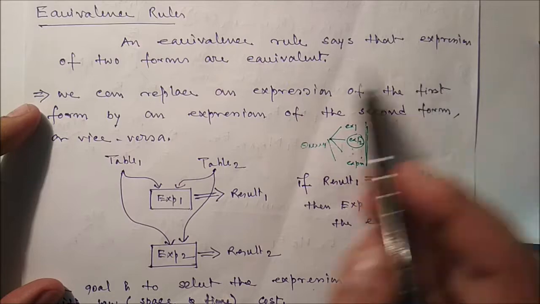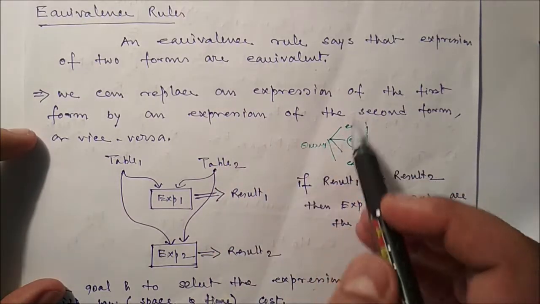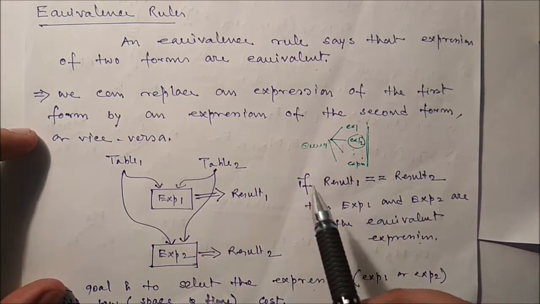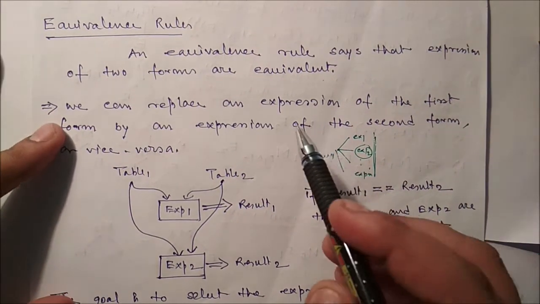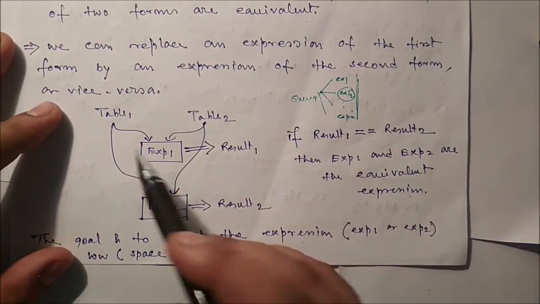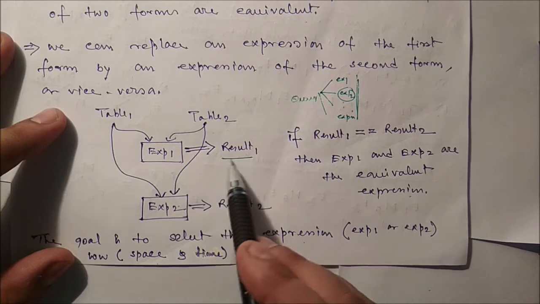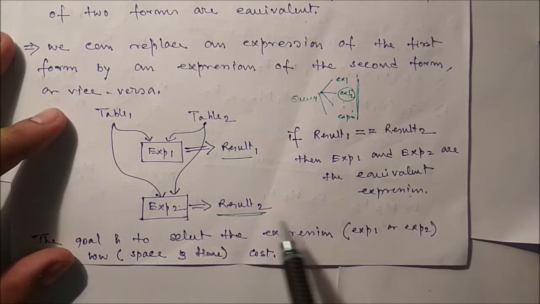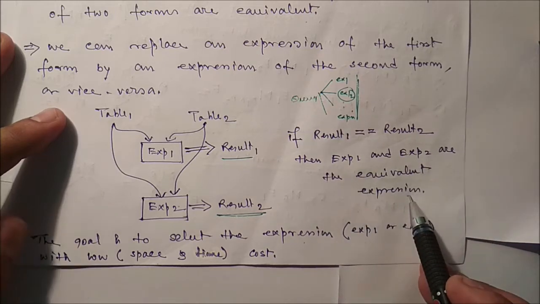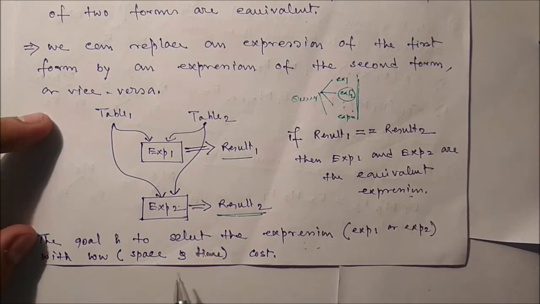And an equivalence rule says that expressions of two forms are equivalent. So we will see that different rules are there, and we can replace an expression of the first form by the expression of the second form, or vice versa. Say two expressions are there, expression 1 and expression 2, and the same inputs are there, table 1 and table 2. Here the output is result 1, and from expression 2 you can get result 2. Now if result 1 is equal to result 2, then expression 1 and expression 2 are equivalent expressions. And the goal is to select the expression with low space and time cost.